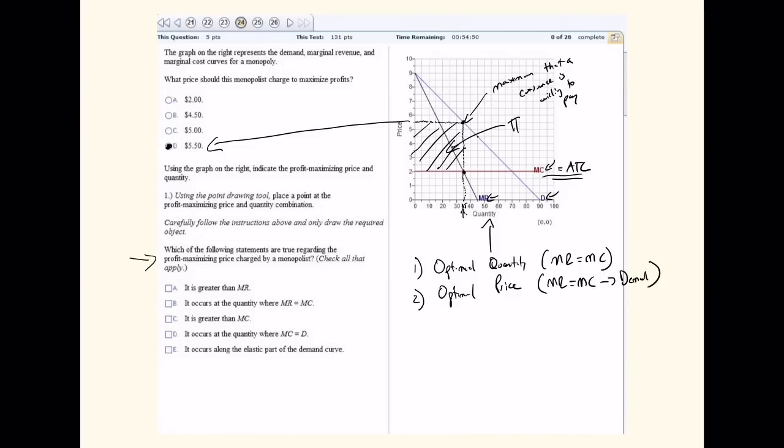So now we're on to the final part of this question. So the price, is it greater than the marginal revenue? Well, yes, it is. It's definitely greater. This price, $5.50, is greater than our marginal revenue line at that quantity, which is just equal to 2. It occurs at the quantity where marginal revenue equals marginal cost. Well, that's also true. That's the first step in our profit maximizing problem. It's greater than the marginal cost. That is true. We are profitable, so by definition, we have to be greater than the marginal cost.